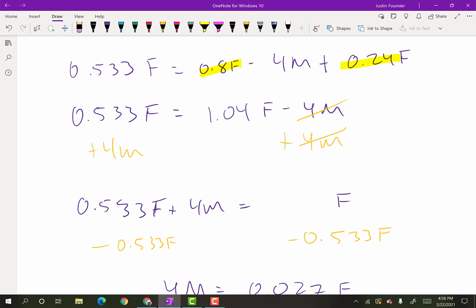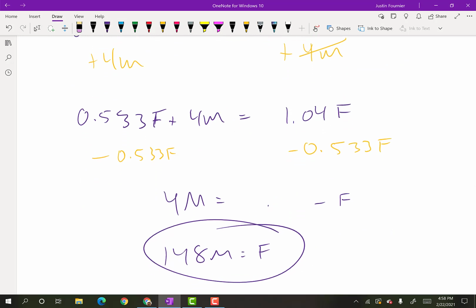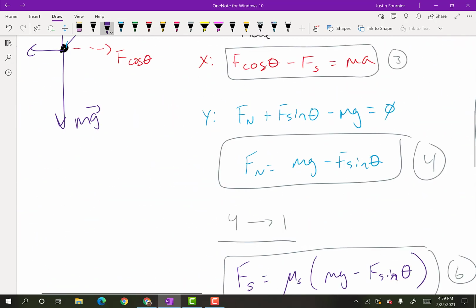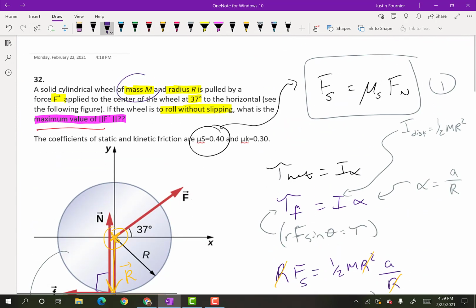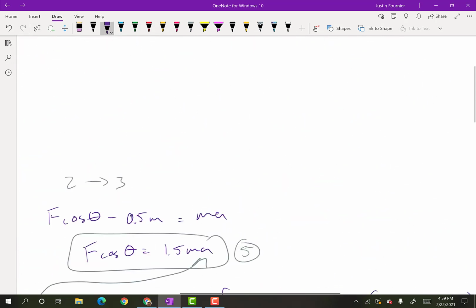This is 1.04F. So everything is the same, except now this is going to give me 1.04 minus 0.533, 0.507. And then when I divide both sides, 4 divided by that gives me 7.89 or 7.9. And then this is not meters, this is mass, capital M, that they gave me for the mass. So I could write it in terms of M because they gave me that as mass M, radius R, but radius is all canceled out.